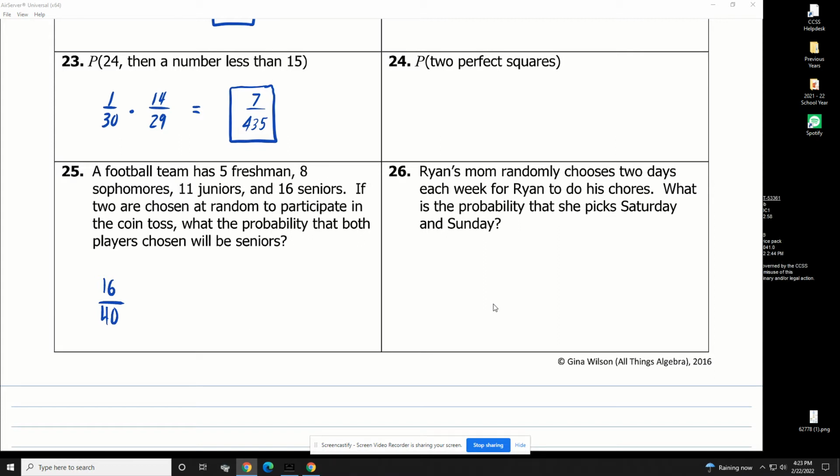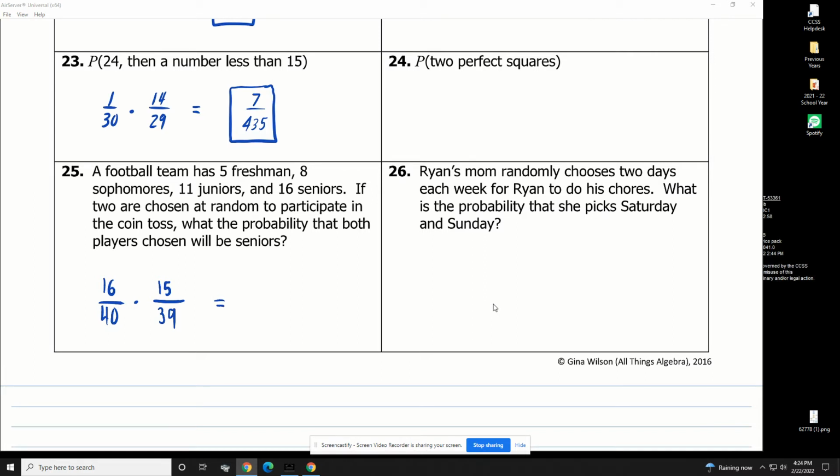If I'm choosing two players, can I choose the same two players? No. Well, if I can't choose the same two players, that means one affects the other. So there will no longer be 40 players to choose from. There will only be 39. But not only will there only be 39, there will only be how many seniors? 15. So it's actually 16 over 40 times 15 over 39.